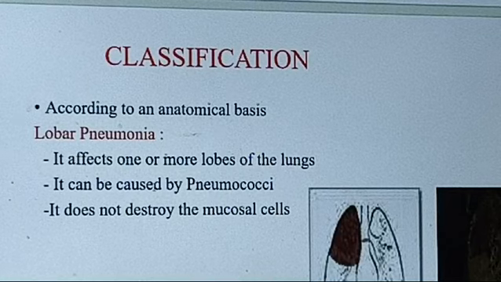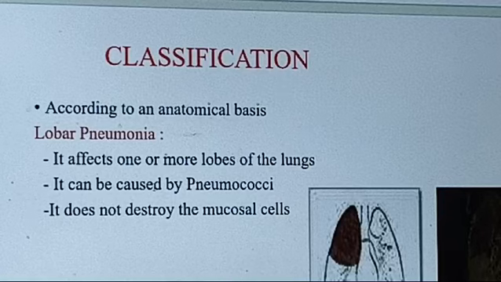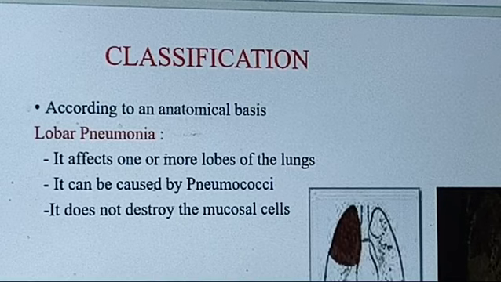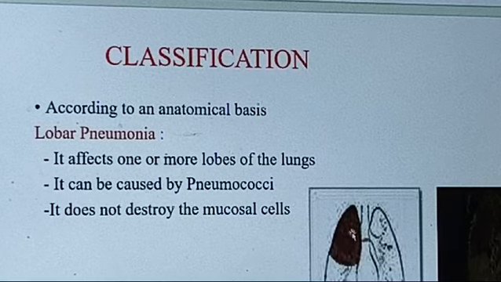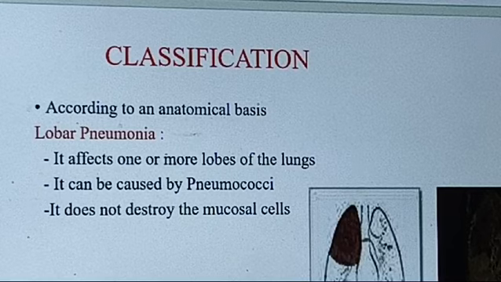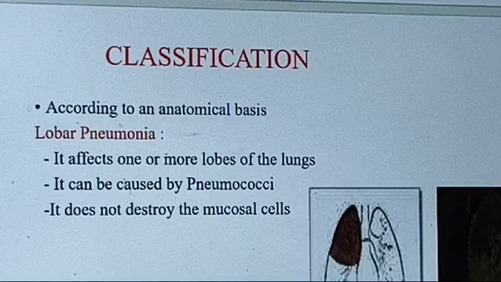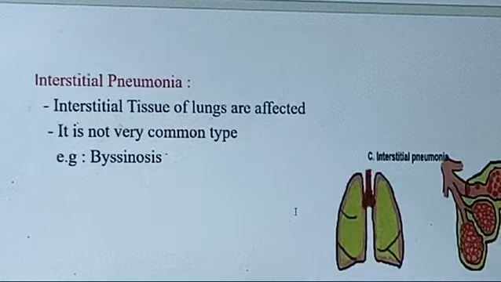This is the classification according to the anatomical basis of pneumonia. This is lobar pneumonia, which is very important. Lungs have mainly 5 lobes. We have 2 lungs, and each lung has some lobes. This type of pneumonia affects only the lobes of the lungs. Not the full lungs, only some part of the lung is affected. That's why it is called lobar pneumonia. The main causative organism for lobar pneumonia is pneumococci bacteria.